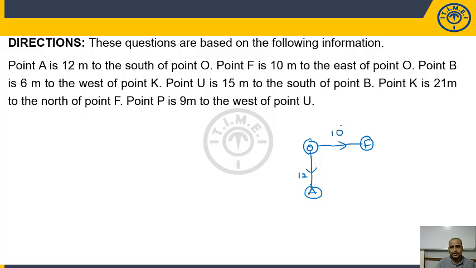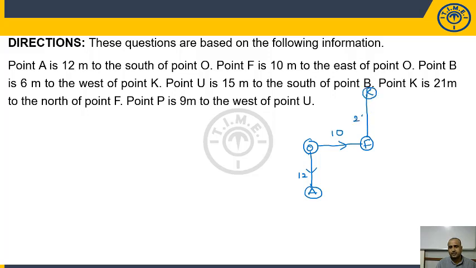Okay. Next is given. B is 6 meters west of K. But we cannot link with this. Let's move further. U is 15 meters south of point B. Can we link to this? No. Let's move further. Next. K is 21 meters north of F. So F is already in the diagram. F's north side is this. So let us take this as point K.